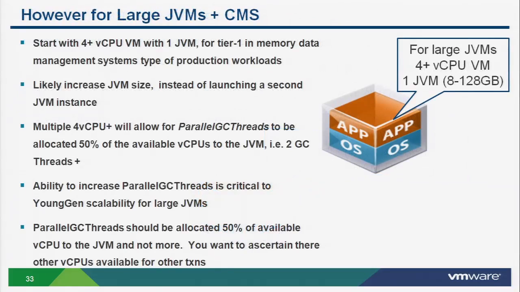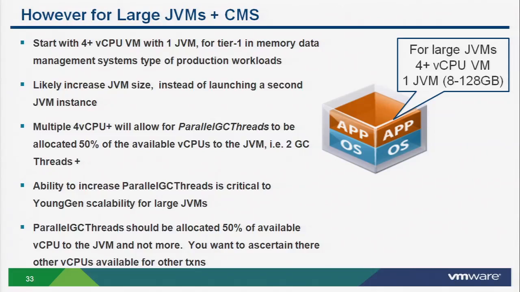Now, what about larger JVMs? Well, I would not recommend larger JVMs on 2 vCPU. It has to be 4 vCPU plus. The reason for that is with larger JVMs, we're assuming here they're memory-bound workloads like GemFire, SQLFire, type of memory grid products.